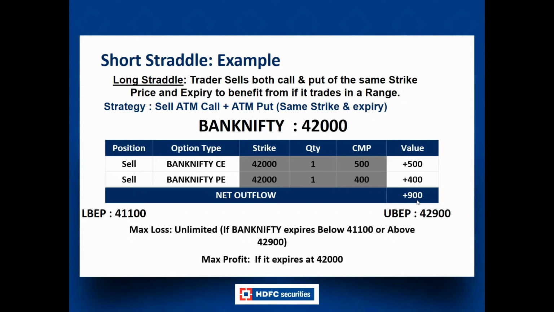Maximum profit is 900 rupees per share if it expires dot at 42,000. So if it expires at 42,000 only, you will make the full 900 rupees as a profit, because both the 42,000 call and put premium would become zero on the expiry day. So at the 42,000 level, you will make the full 900 rupees. But also if it expires between 41,100 and 42,900, you will make some kind of a profit in this strategy.